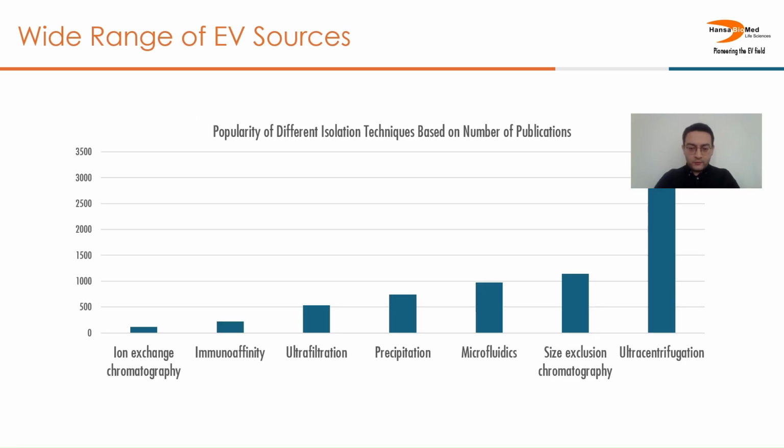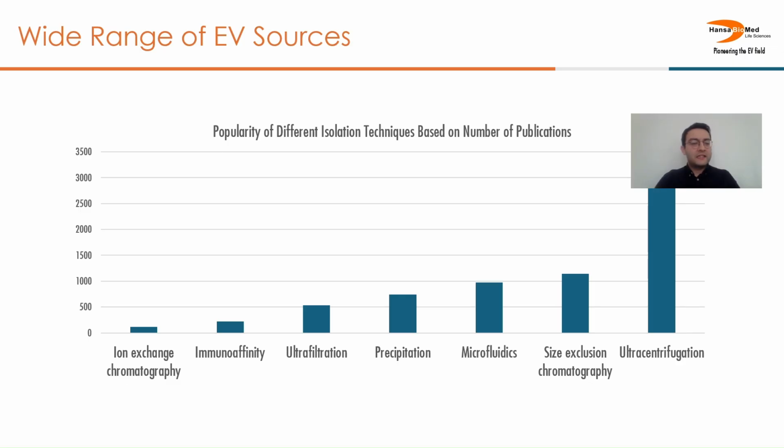This plot here shows the number of publications using different isolation methods for isolating EVs from their sources. Just as a note, these do not include all the available EV isolation methods, but this is just a representation. But you can still see that ultracentrifugation is by far dominant. So why is ultracentrifugation-based EV isolation dominant in the field of EVs?